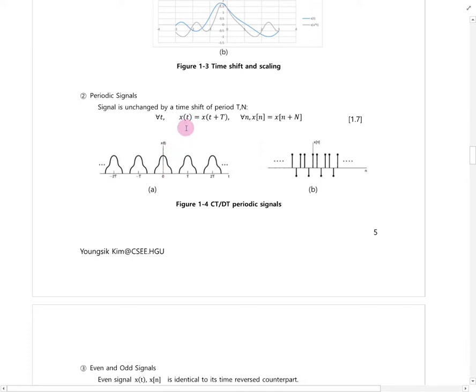In the case of discrete time, it's the same. For any n, x[n] should equal x[n + N]. In that case, N is the period. A periodic signal is shown here, where you can see that 1, 1, -1 is repeated like this: 1, 1, -1, 1, 1. So that is a repeated pattern. This is the definition of periodic signals and what the period means.